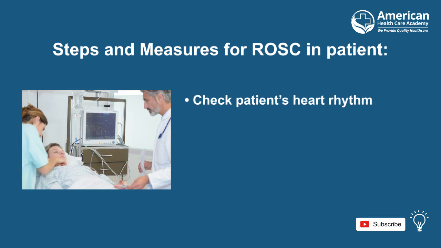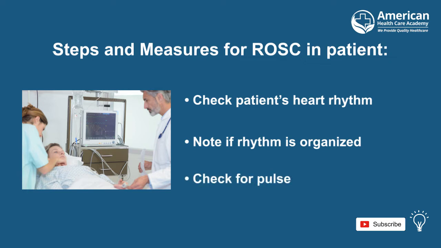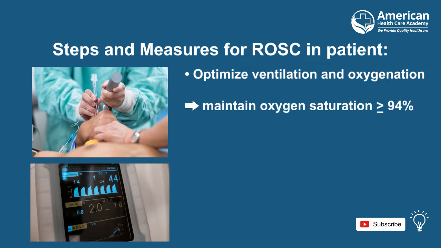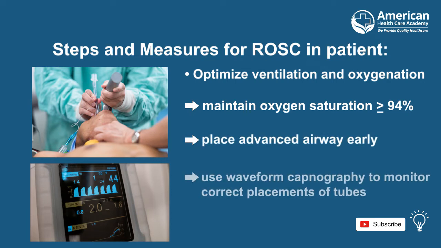Check the patient's heart rhythm during ACLS survey and note if the patient's rhythm is organized and check if there is a pulse. Optimize ventilation and oxygenation by maintaining an oxygen saturation of greater than or equal to 94%, placing an advanced airway early on, and using waveform capnography to monitor the correct placement of tubes.